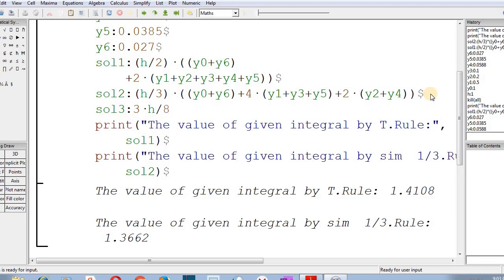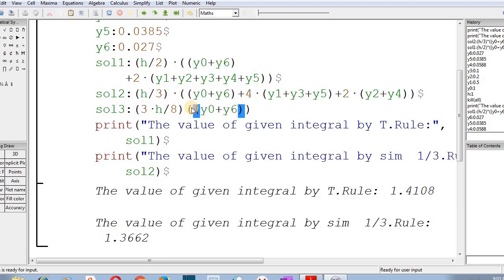You can write it completely in one bracket also. Complete it and make it one bracket. 3 star h by 8, and in the other bracket I have to make one more bracket. Similar as usual, y0 and y6 will be there.